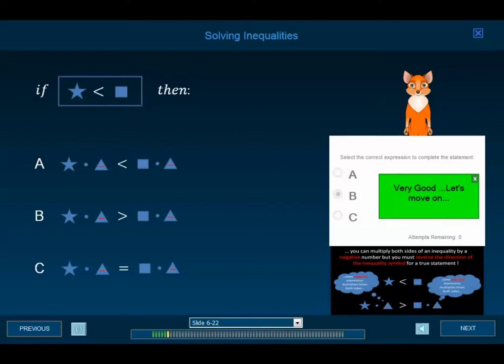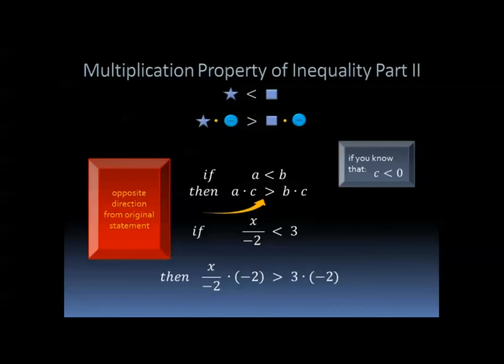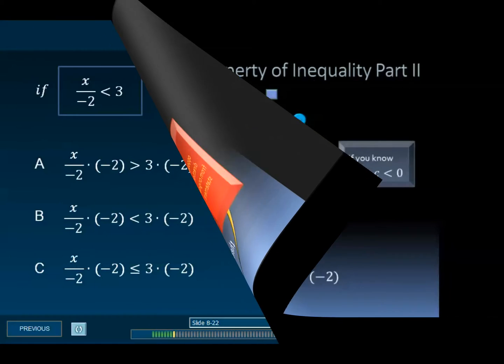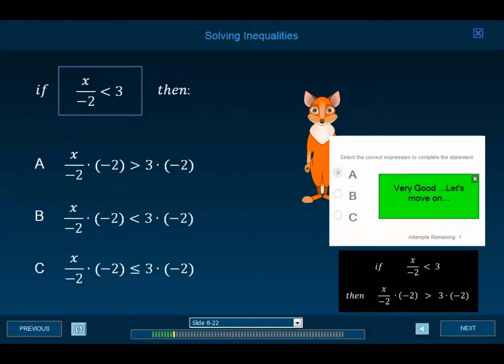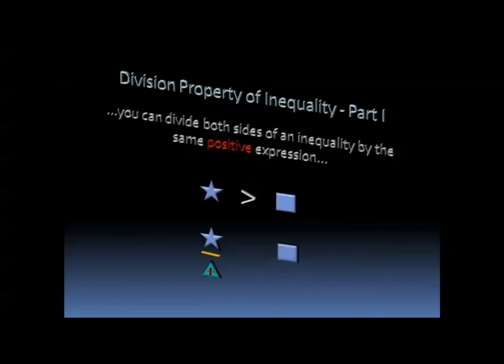You're right. If star is less than square, then if we multiply by a negative number, answer choice B is correct. And we must reverse the direction of the inequality symbol. You're right. If x over negative 2 is less than 3, then the next step in the solution process is answer choice A. Our rule says that we must divide the other side of the inequality by the same number or expression, and we will still have a true inequality statement.